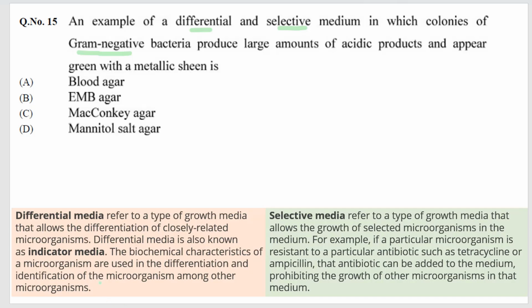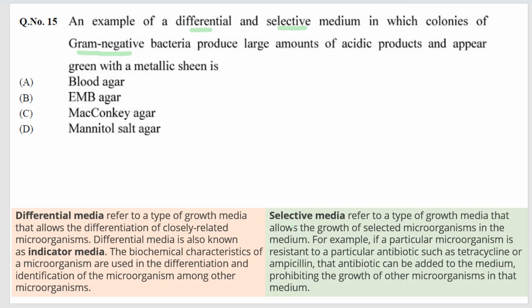Like, you have a lactose fermenter and you want to isolate lactose fermenters particularly from a soil sample. In soil there would be many different kinds of bacteria and you want to isolate the lactose fermenters. So you can use a differential medium which will allow the growth of lactose fermenters, or you can use that medium to differentiate between lactose fermenters and non-lactose fermenters.